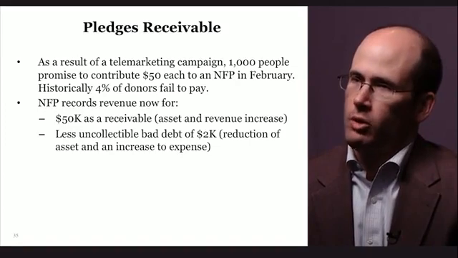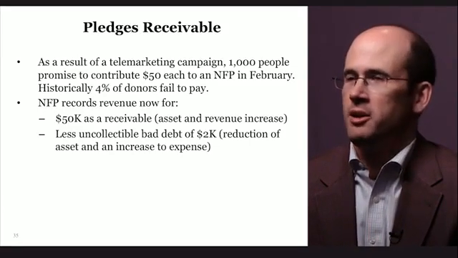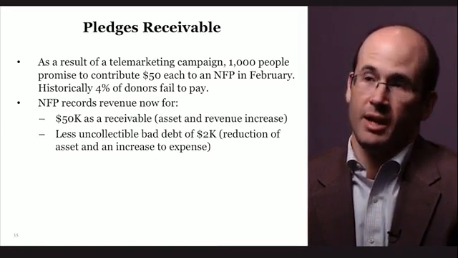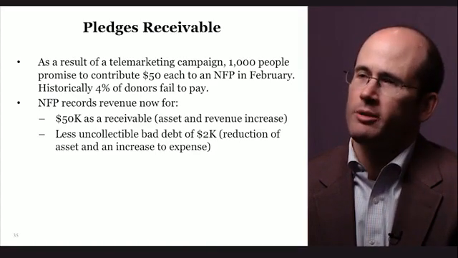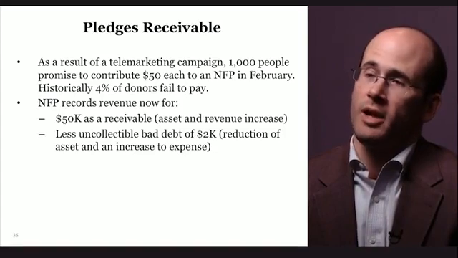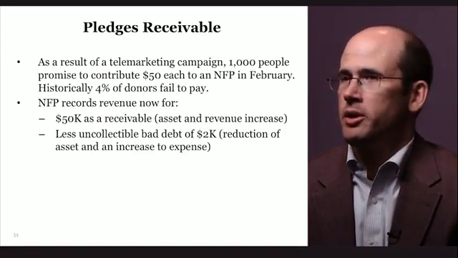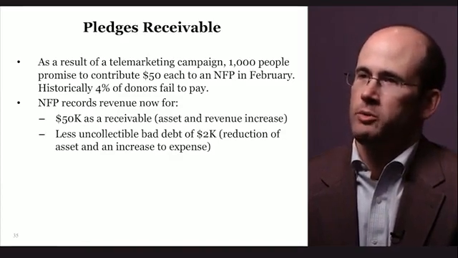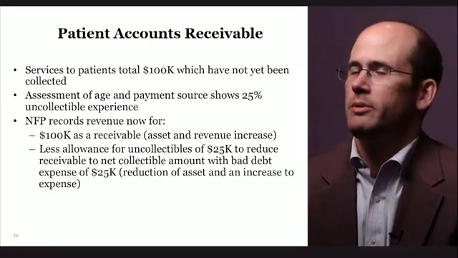You'll recognize a gross asset for the $50,000. That's an increase to an asset and an increase to contribution revenue. But you'll also recognize bad debt expense for $2,000, $50,000 times 4%. That will be an increase to your expense, and it will reduce that asset. So now your net asset that you've recorded within pledges receivable is only $48,000 because that's what you expect to collect.